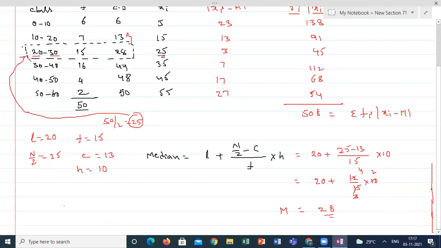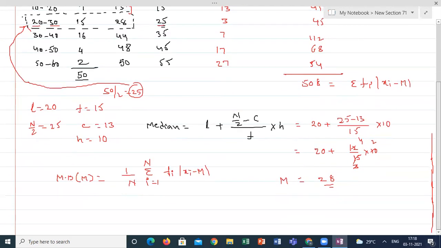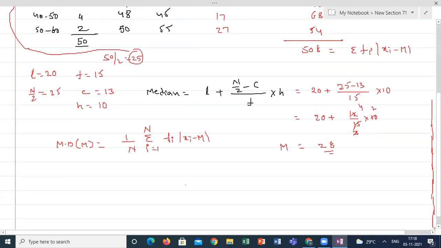So finally, the mean deviation about the median will be equal to 1 by n, sigma i equal to 1 to n, fi modulus of xi minus M. Once you have the median, it goes back to your old procedure. Calculating the median is your skill. Whichever method you use doesn't matter. In 10th standard they ask you to calculate using a particular method, but here it is your wish. So 1 by 50 into 508 gives 10.16.